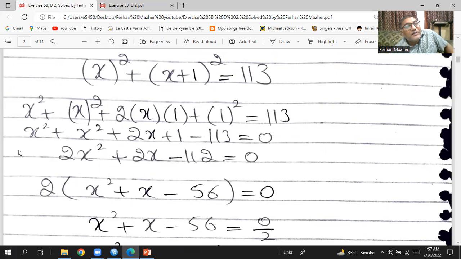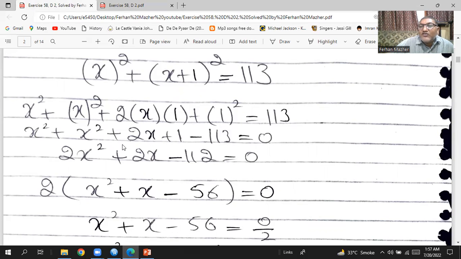So this will become x squared plus 2x plus 1. Bring that 113 to the other side. So you will have 2x squared plus 2x minus 112 equals 0.